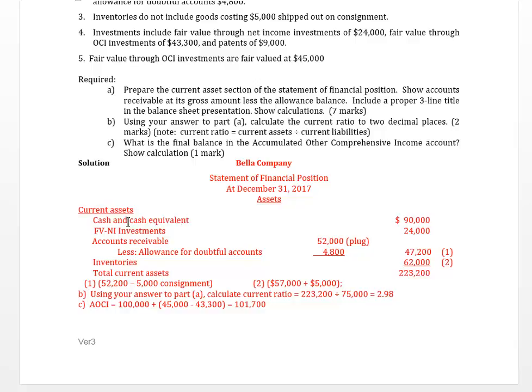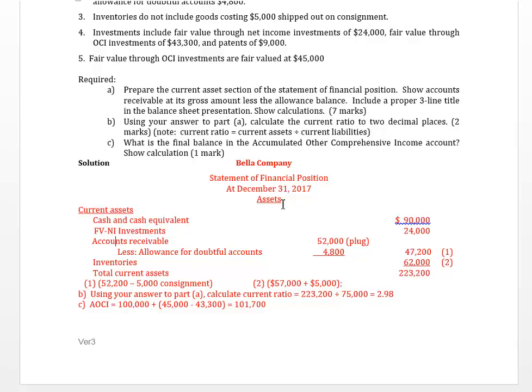Okay, now we go to the fair value through net income investments, and we know that those are current assets. We did have the fair value through OCI investments here at $43,300, but they're non-current as we know, and patents are intangibles and go underneath the PP&E assets in the long-term or non-current assets section of the statement of financial position. So they're not in here. And again, these fair value through net income investments are like investments held for trading. We talked about those a little bit in 10,005 as well as in our current course. So they're current. And now underneath that, we'd have accounts receivable, less the allowance.